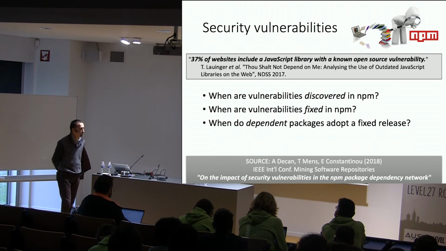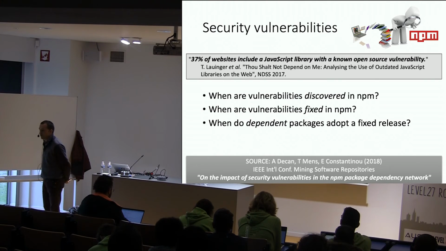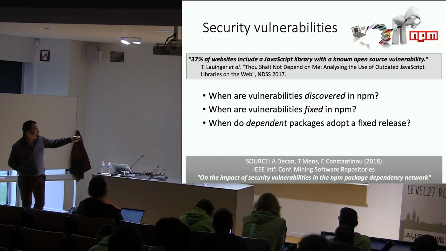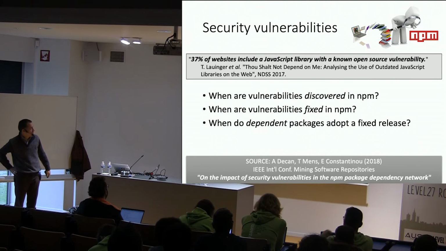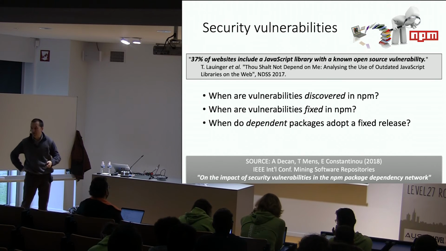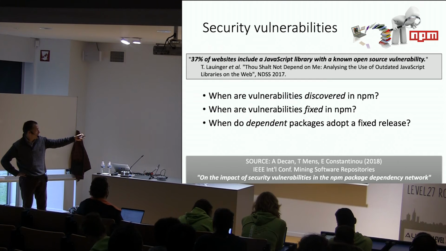Next point was security vulnerabilities. We also wanted to analyze how important this is in the NPM ecosystem. Just as a reference, this is another paper by other researchers that are focusing on software security vulnerabilities. It's quite an interesting paper to read because it's directly related to the development of websites that include at least some JavaScript library.